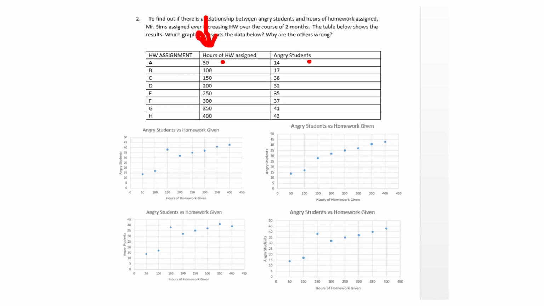So let's look for something that looks like 50 and 14. When 50 hours of homework are given, we have 14 angry students, which is about right there. That point looks just a little bit below 15, so I'm betting that is in fact 14. So this looks like a possibility based on that first data point, but in fact, all of these that we look at have a similar data point here. So that point didn't actually help us out.